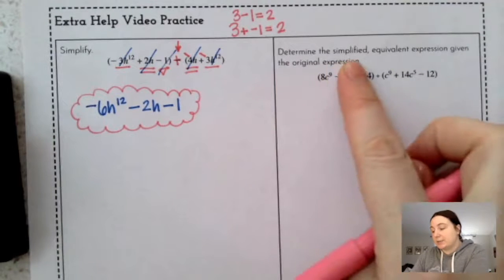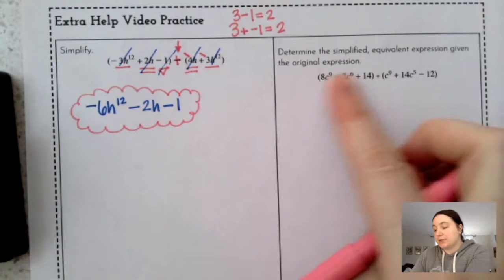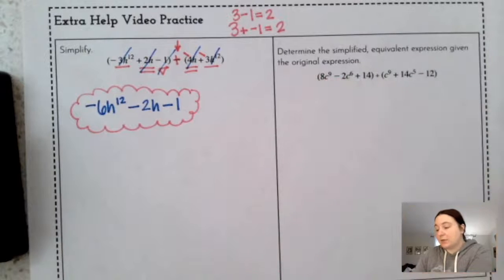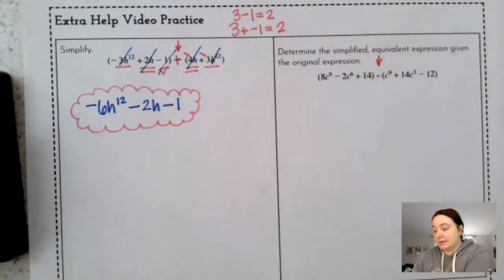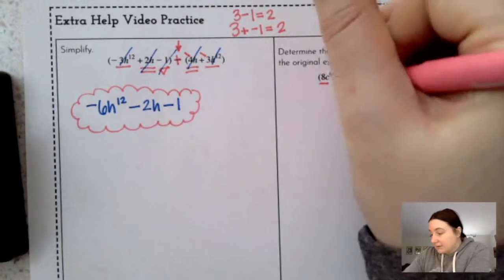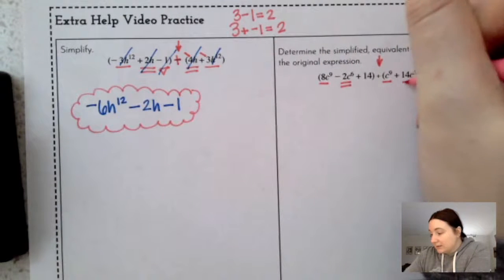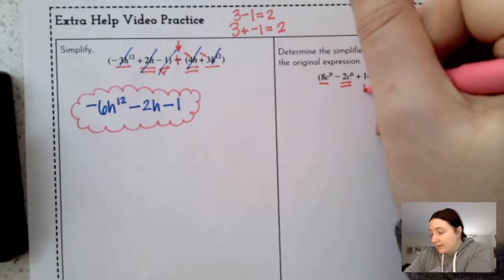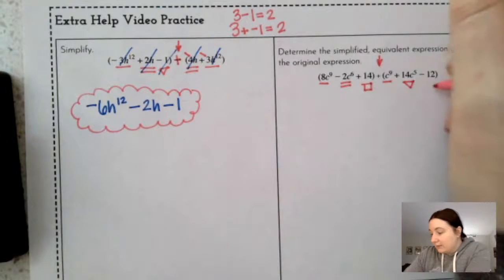It says determine the simplified equivalent expression given the original expression. Lots of words just to tell me to add these together. And for adding, I don't have an extra step. I just find my like terms and add them together. So I have c to the 9th, c to the 6th, c to the 5th, and then my constants.